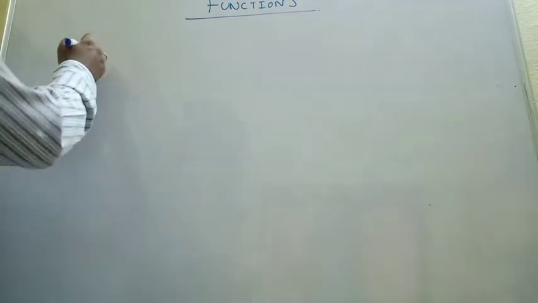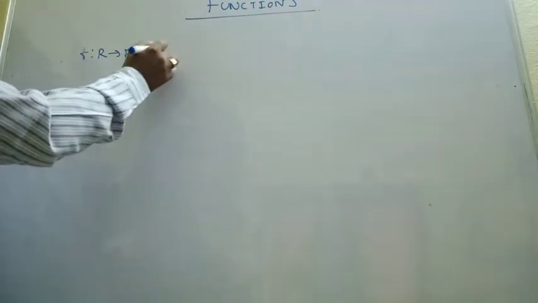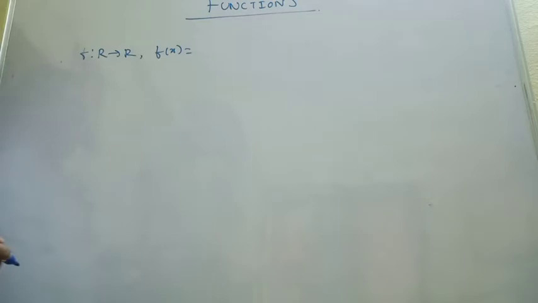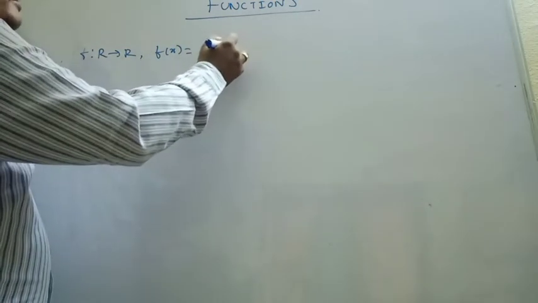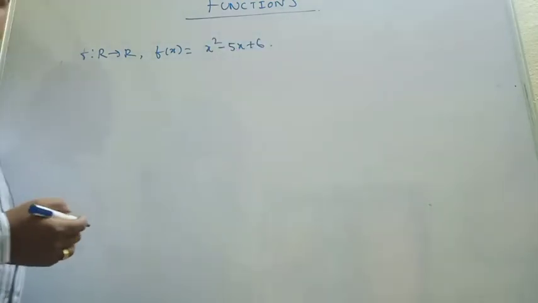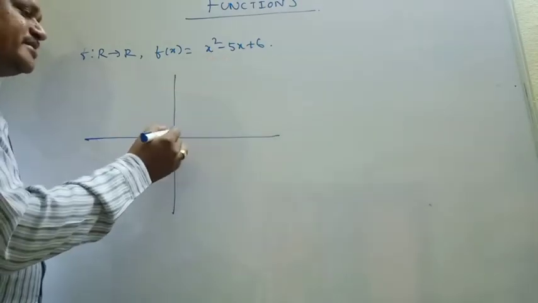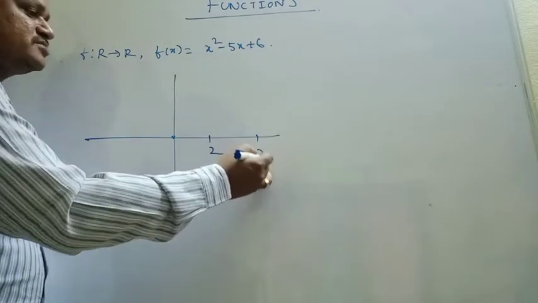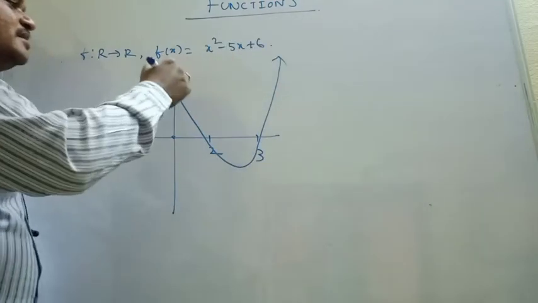Now let us take one more example. f is a function from real numbers to real numbers, and f of x is equal to, let us take any quadratic equation, x square minus 5x plus 6. Is it a one-one function or not? The roots of this, my dear students, are 2 and 3. Therefore the graph will be like this. Is it a one-one function?